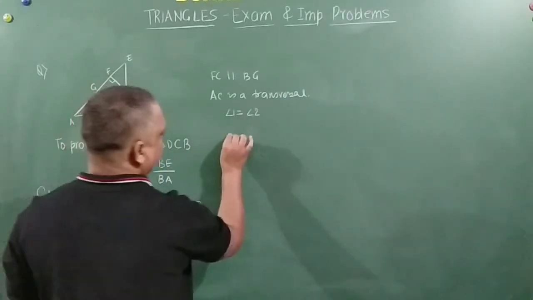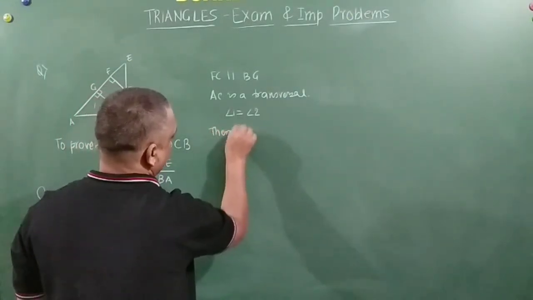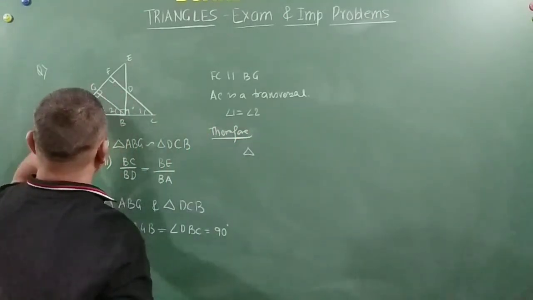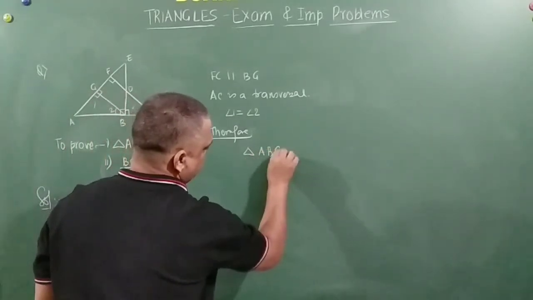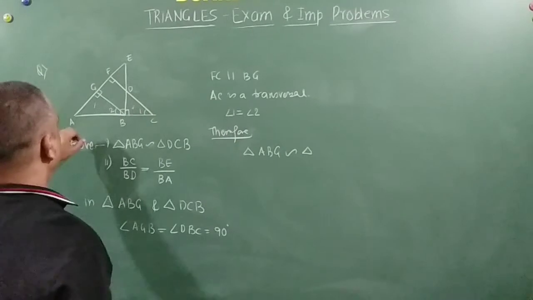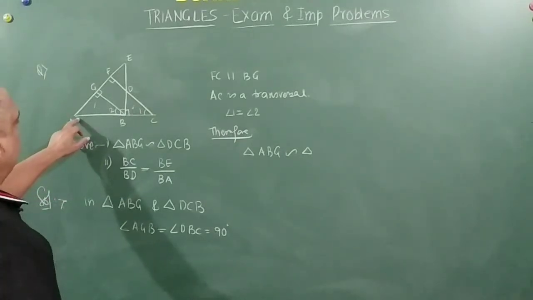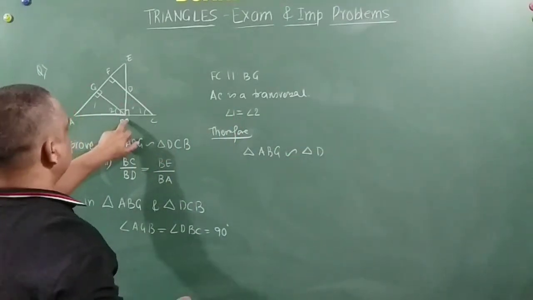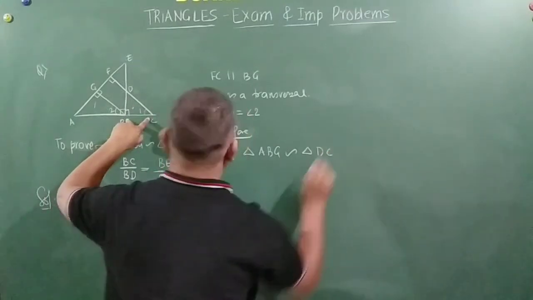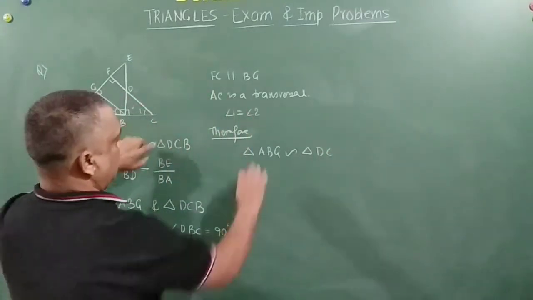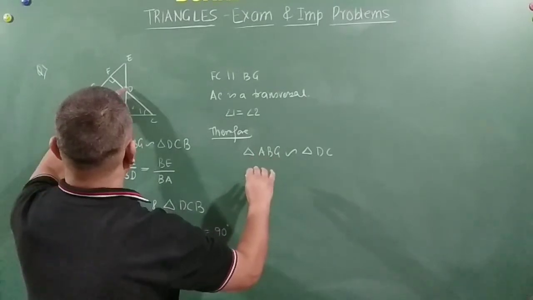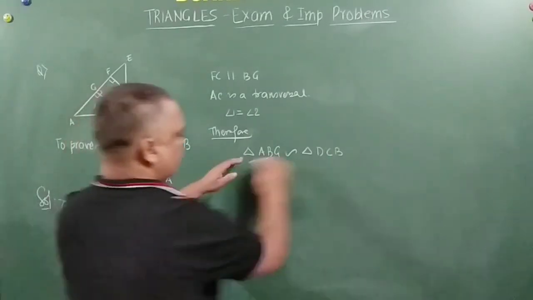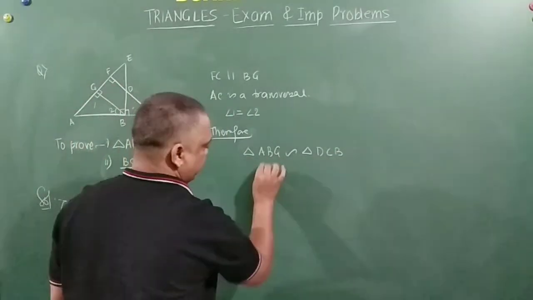So now let's write. Therefore, triangle ABG is similar to triangle DCB. Now be careful. Angle A will be equal to angle D here, and angle B is equal to angle C. So DC and then ABG and DCB. Correct? Right? Here G is 90 degrees. Once you write this correctly, then you will end up with the right result.